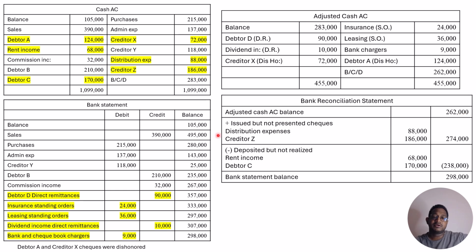So we have to add the issued but not presented checks, and then subtract the deposited but not realized checks. Then you can find the bank statement balance.